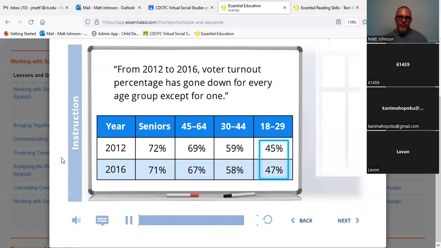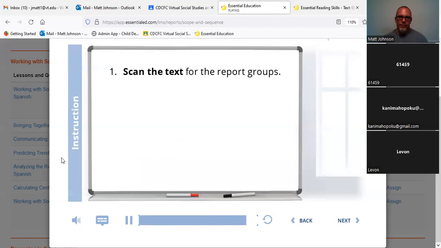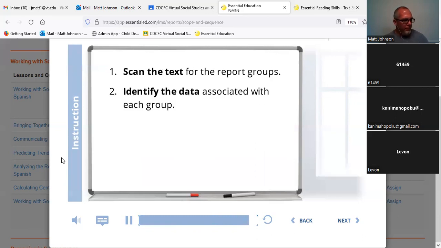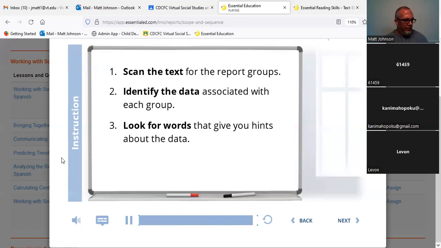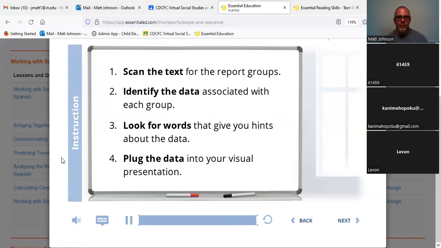So that's the basics. First, scan the text for the report groups. Second, identify the data associated with each group. Third, look for words that give you hints about the data. Fourth, plug the data into your visual presentation. Think you've got this? Why don't you give it a try?